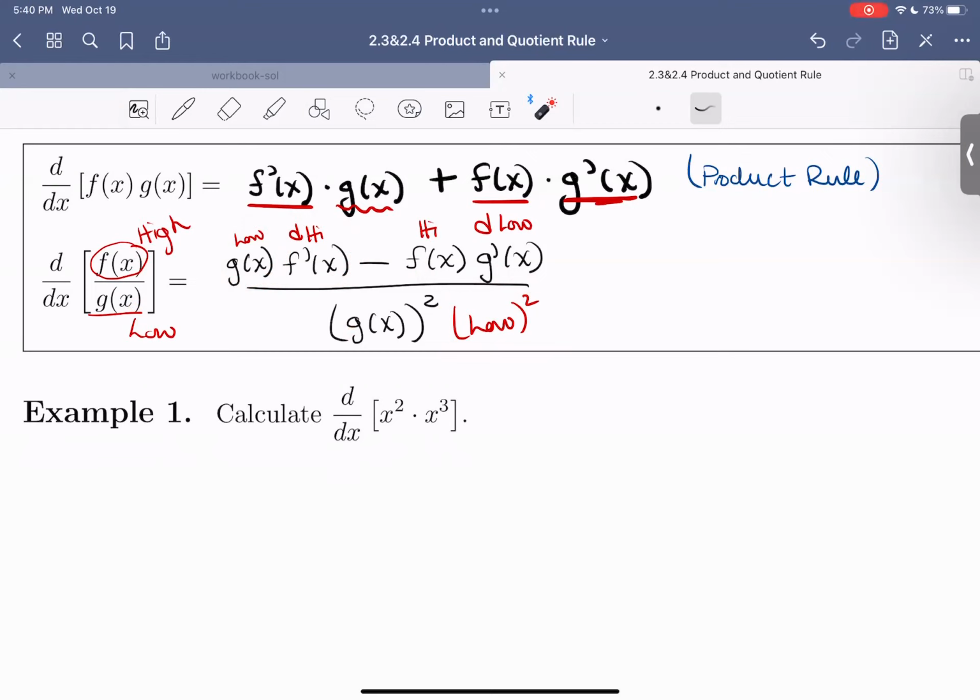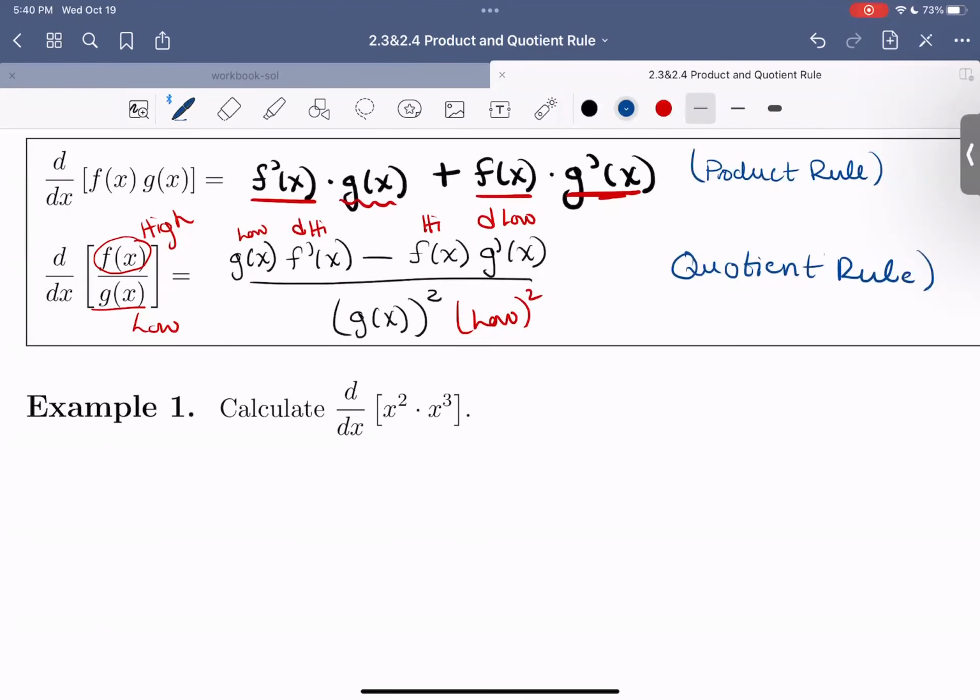So this, it's a little funny of a rhyme, but it can help us remember. This, as you might guess, is called the quotient rule. It's the rule that tells us how to take the derivative of a quotient, or a fraction of two functions.